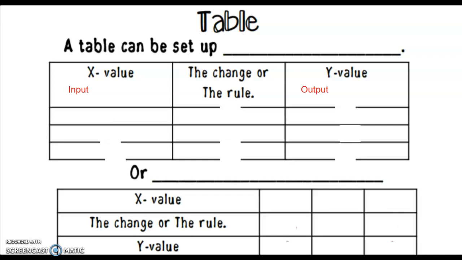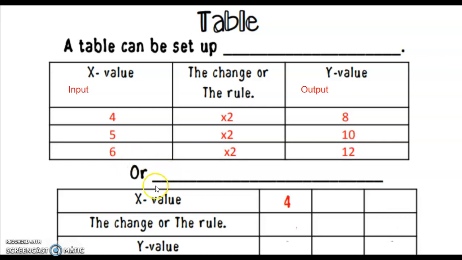So, for example, if I have x being 4 and I create the rule times 2, that means 4 times 2 is going to give me an output of 8. If x is 5 and I multiply that times 2, that's going to give me an output of 10. And if x is 6 and I multiply that times 2, that is going to give me a y value of 12.